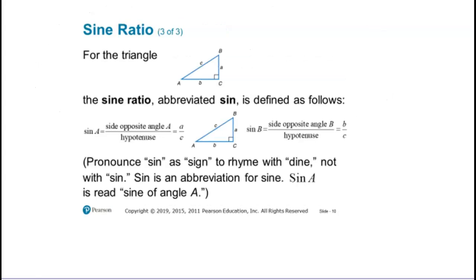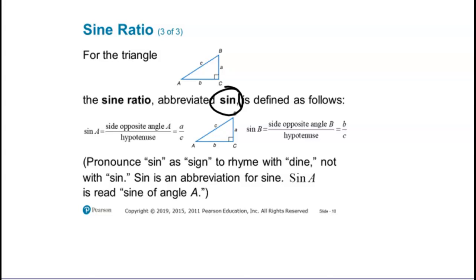So let's start with sine. Looking at the right triangle, we want to make sure that these are right triangles when we're using these ratios. The sine ratio is abbreviated with the letters SIN, which is pronounced sine, not sin. And sine is defined as follows.